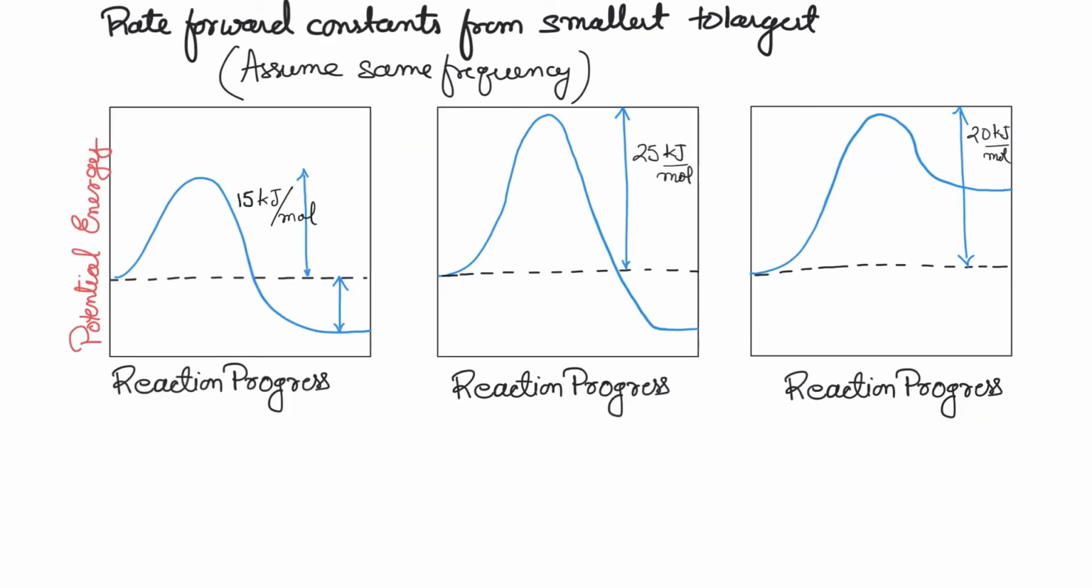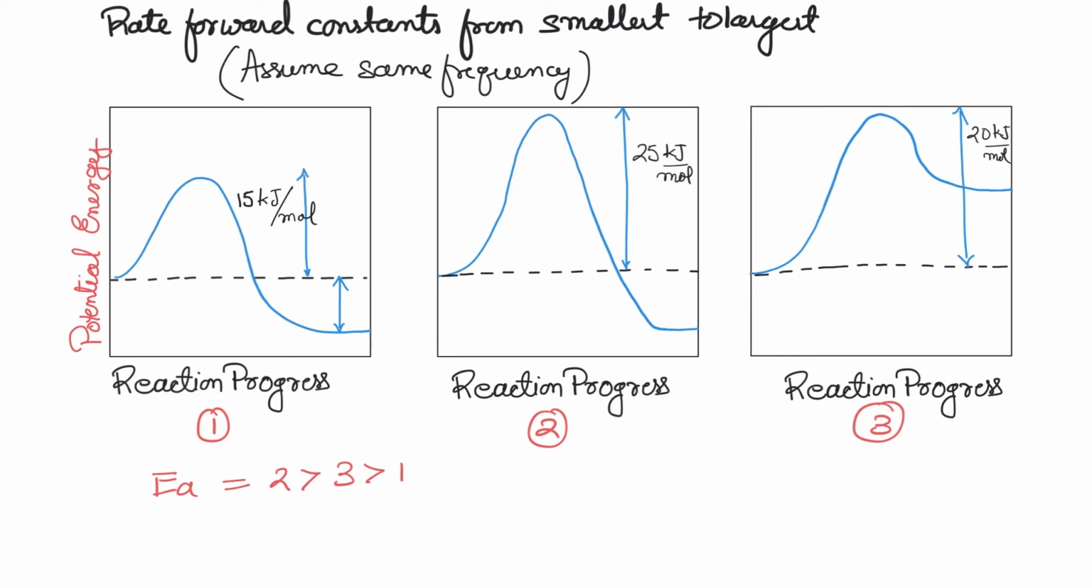Now look at this question once again. So we can clearly see what the EA is in the three cases. If we number them 1, 2, 3, we can quickly arrange: EA 2, that is 25, is greater than 3, that is 20, which is greater than 1, which is just 15.